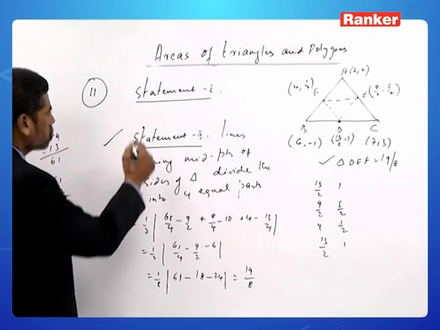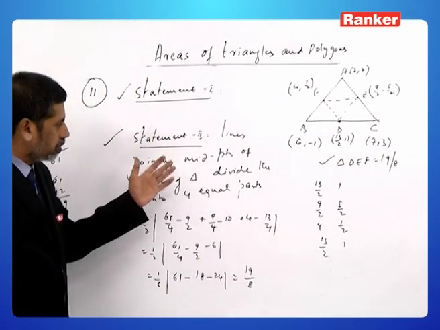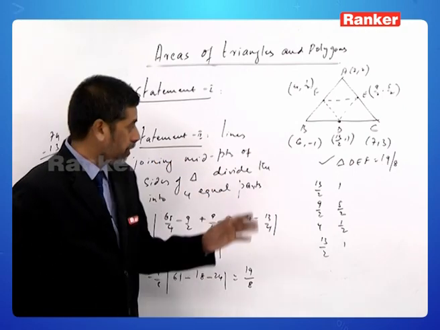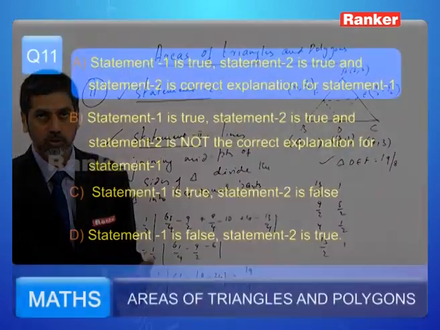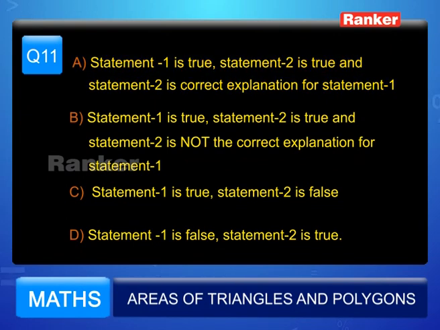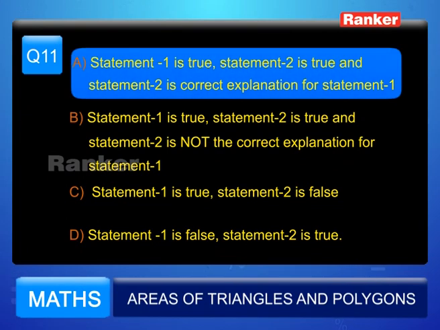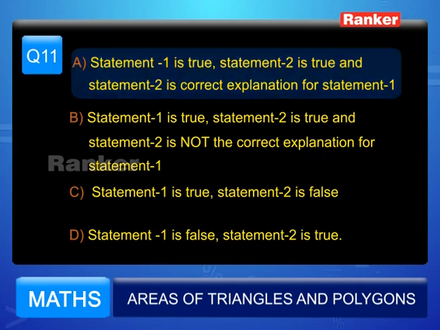So statement 1 is true, statement 2 is also true, and 2 is justifying 1 because 2 is a universal truth. Statement 2 is universal truth. Therefore, option A for this problem will be correct.